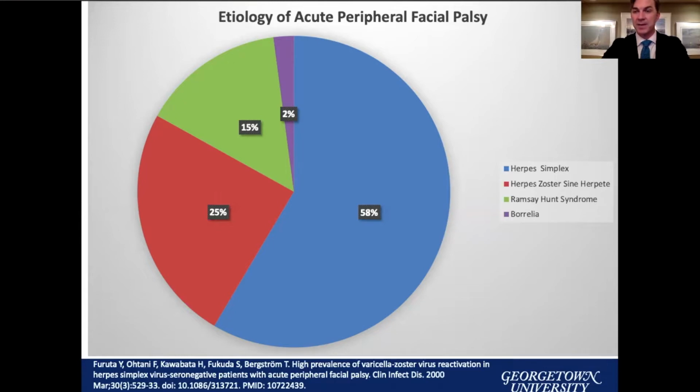But importantly, this red group here of 25% was herpes zoster sine herpete, which means that they had all the lab findings suggestive of a zoster reactivation, but without the characteristic vesicular rash, therefore indicating that maybe a much greater portion of the facial nerve inflammation that we see in patients with facial palsy is really due to herpes zoster virus than to herpes simplex virus, or at least a larger degree. 15% of those patients did have classic findings of a vesicular rash consistent with herpes zoster, Ramsay-Hunt syndrome, and then 2% had Lyme disease.